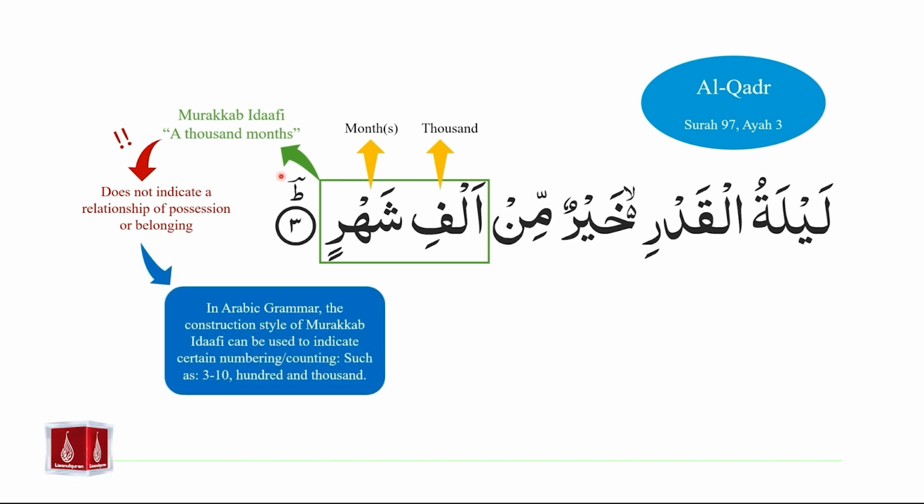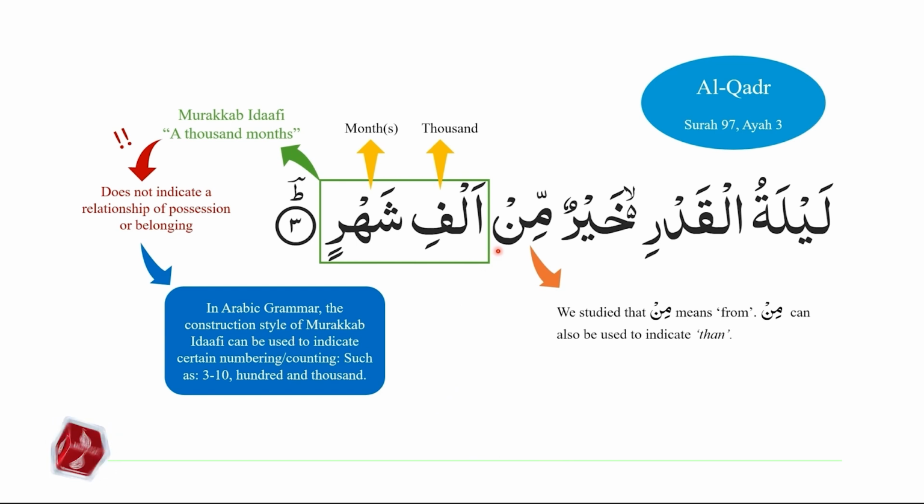We should note that in Arabic grammar, the construction style of murakkab izafi can also be used to indicate certain numbering or certain counting, such as 3 to 10, 100 and 1,000. Inshallah, we will be studying this in more detail in the later sections.